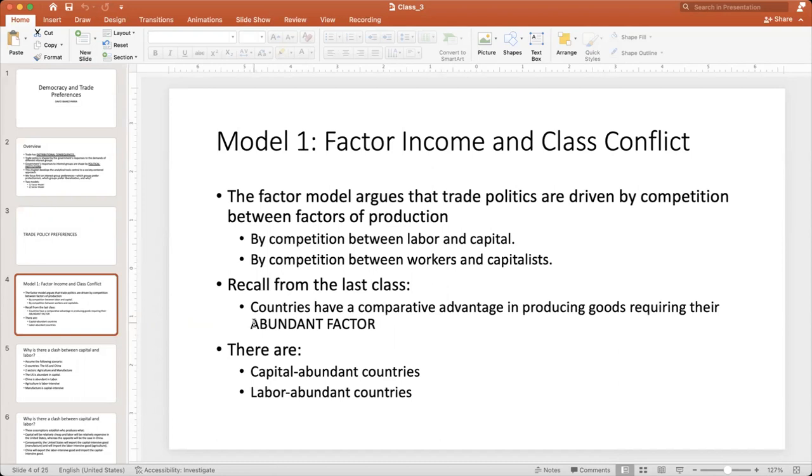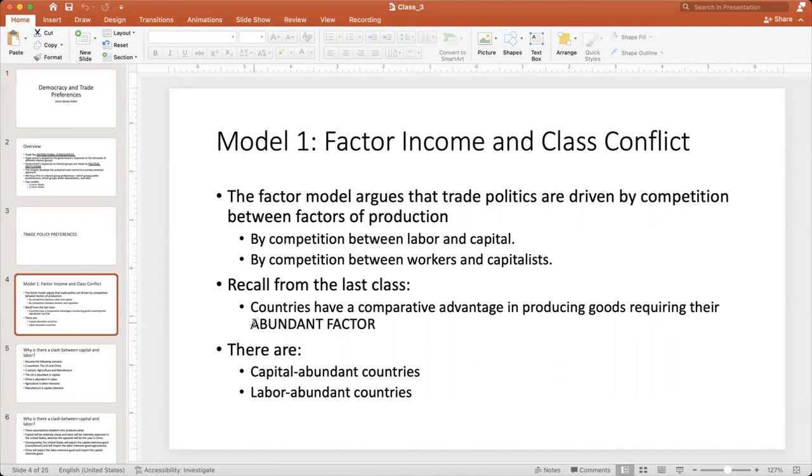The factor model argues that trade politics are driven by competition between factors of production. By competition, we mean competition between labor and capital, between workers and capitalists. Recall from the last class, countries have comparative advantages in producing goods requiring their abundant factor. So there are two types of countries, capital abundant countries and labor abundant countries.